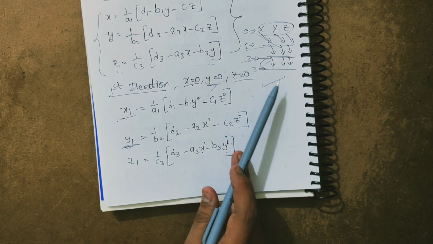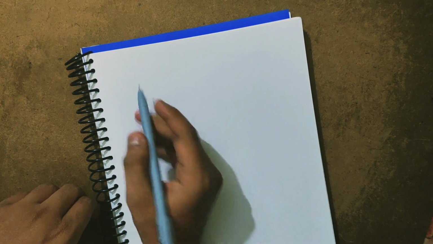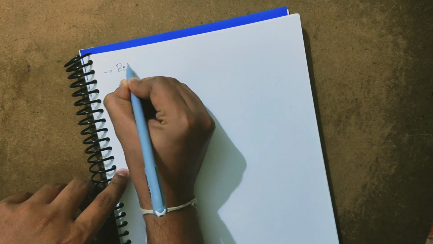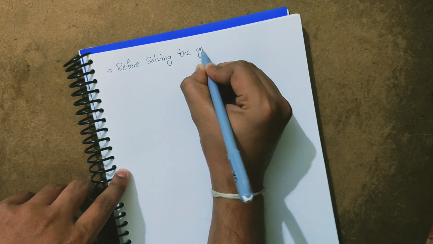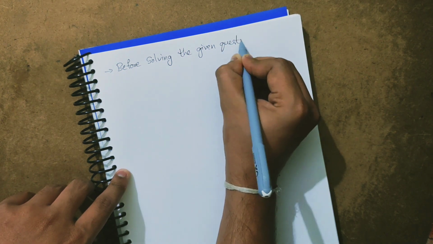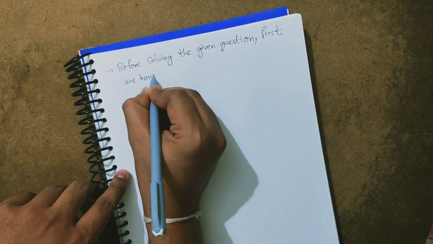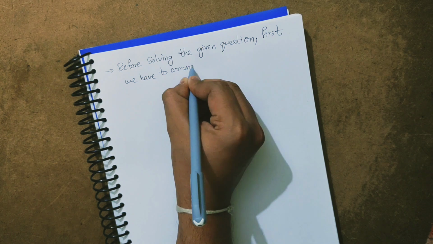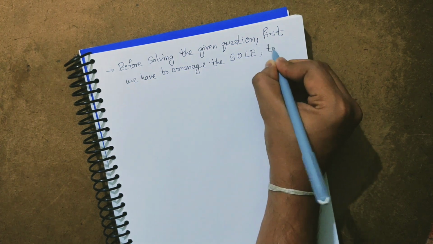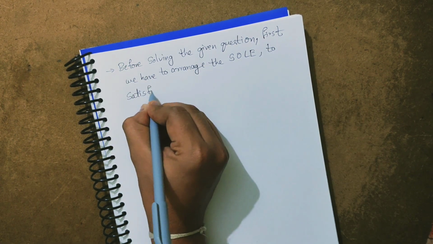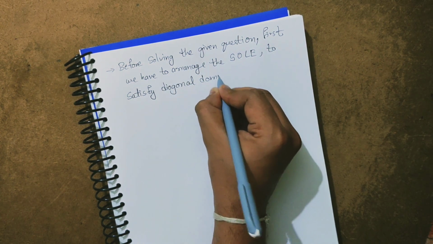Okay, there is one more rule. Before solving the given question, first we have to arrange the given system of linear equations to satisfy the diagonal dominance property.